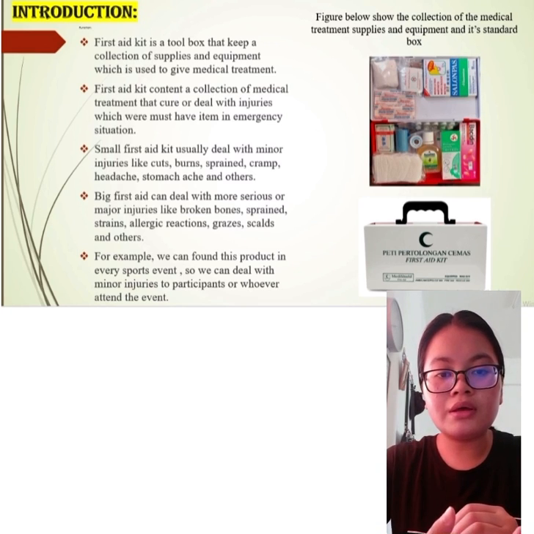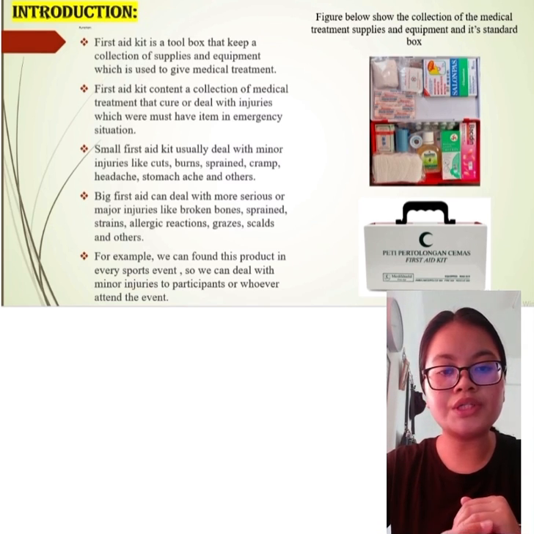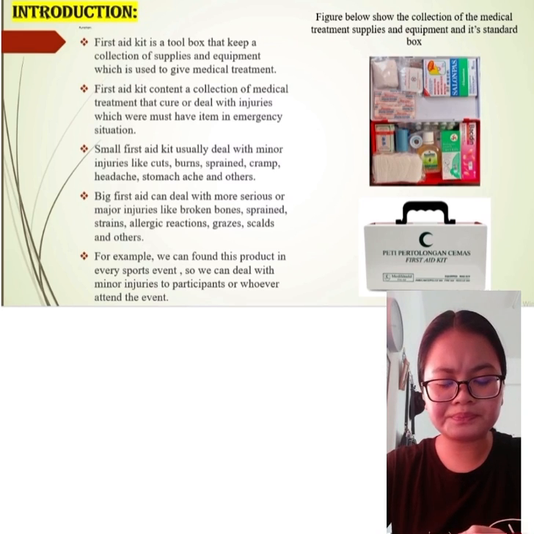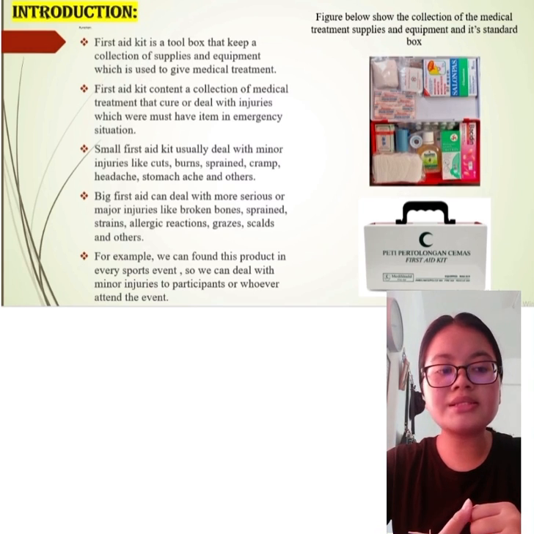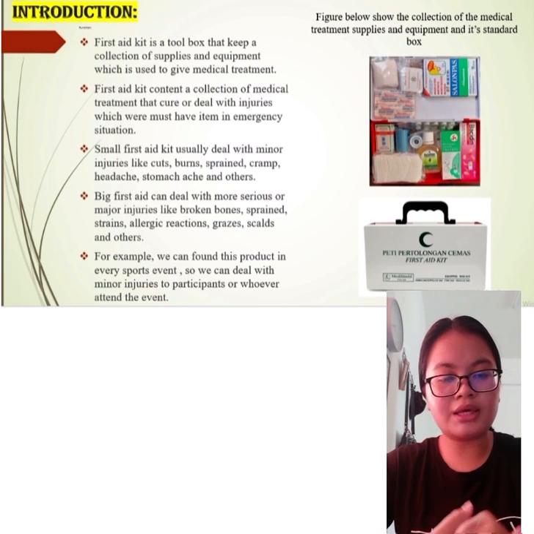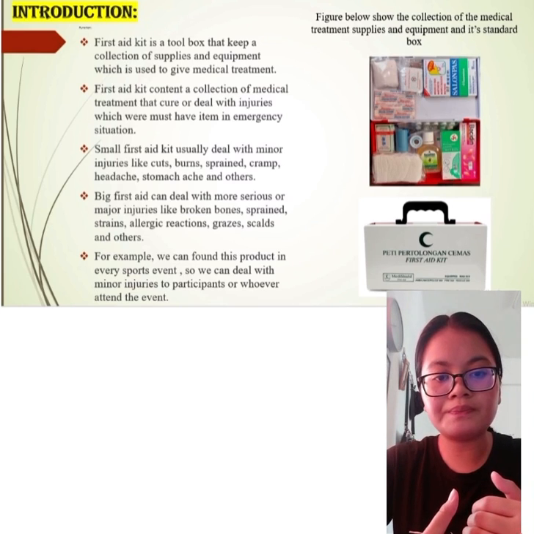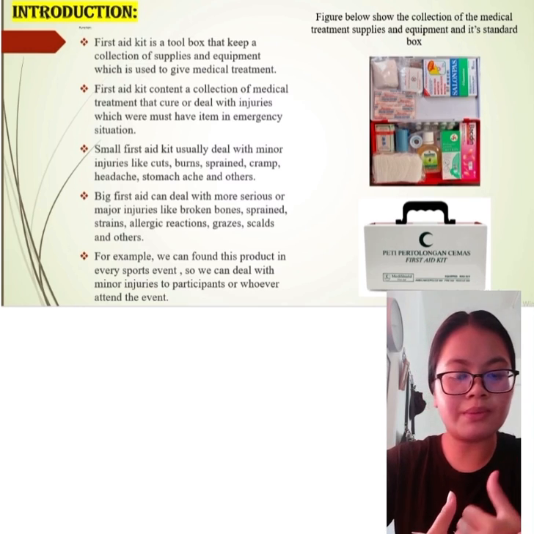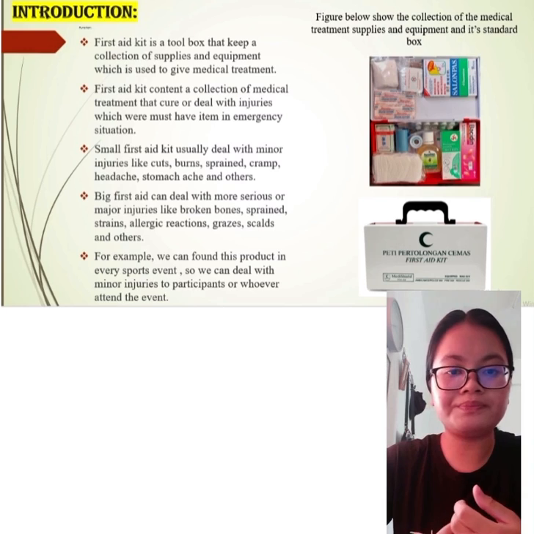The small first aid kit is the one that we usually see and use, which deals with minor injuries like cuts, sprain, cramp, headache, stomachache, and others. In this small first aid kit, we have basic medical treatment, so we can deal with the minor injuries like I mentioned before.